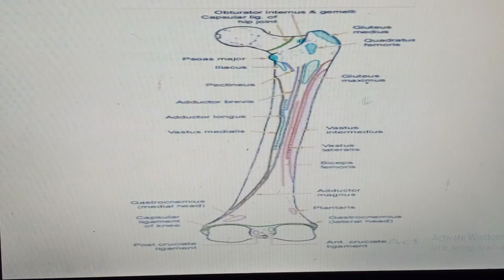If you look at the posterior aspect, around the linea aspera, all those muscles will be originating there, except the adductor muscles: adductor magnus, adductor longus, and adductor brevis will be inserting there.